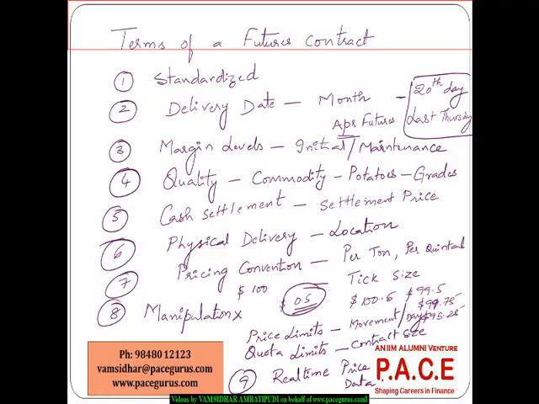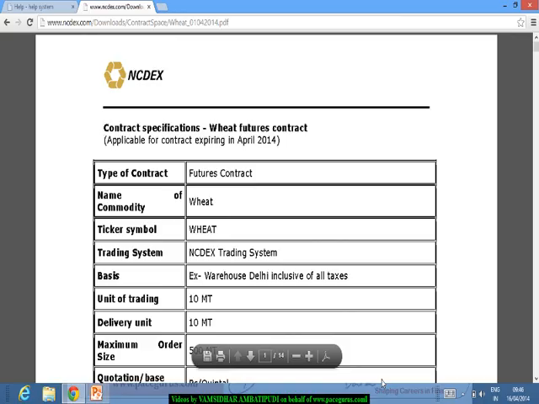All right. Now let's look at this wheat futures contract that is listed on NCDEX. This is applicable for the contract expiring in April 2014. That is the delivery month. The date is decided by NCDEX, where all the contracts that are listed on NCDEX will be maturing on that particular single day in April 2014.